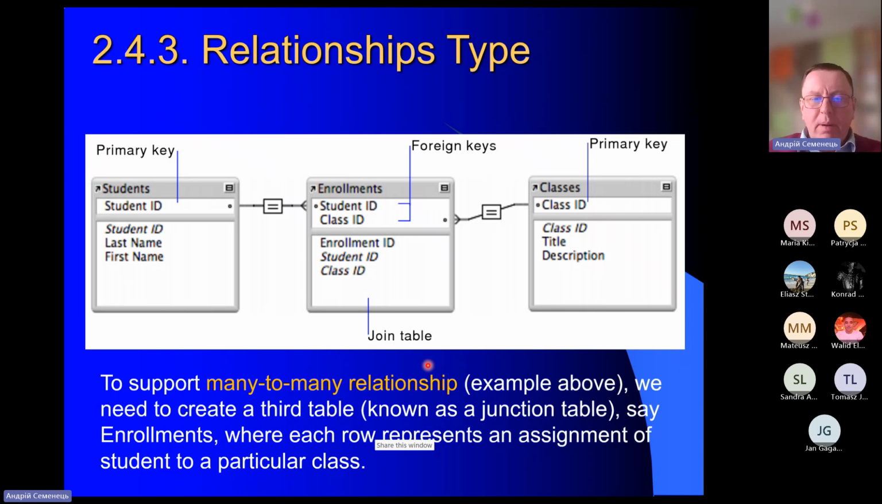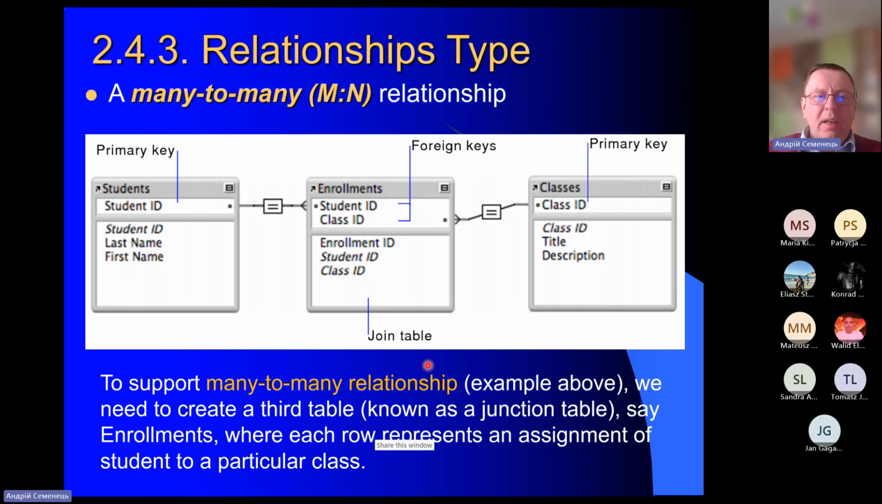But when we're talking about implementation, there is no direct implementation of a many-to-many relationship in a relational database. It's always split into two or more one-to-many relationships. And in this case, a third, or fourth, fifth, it might be more, junction tables are created.